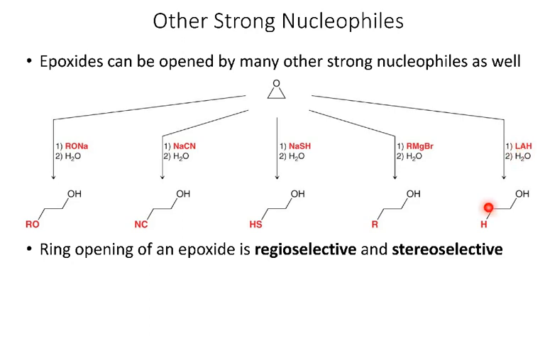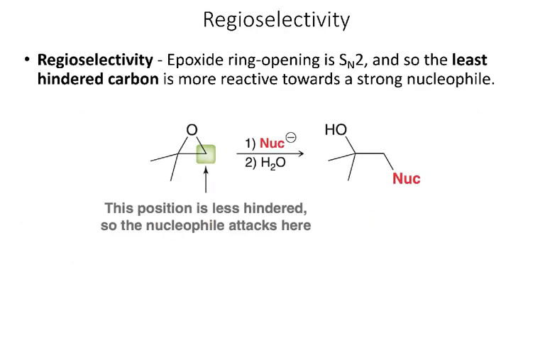LiAlH4 is going to add a hydrogen as a nucleophile, right? H minus is acting as the nucleophile in that case. All right, so next we want to look at the regioselectivity and the stereoselectivity of these ring opening reactions. Okay, let's talk about regioselectivity first.